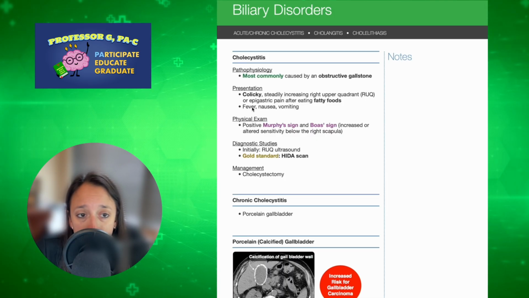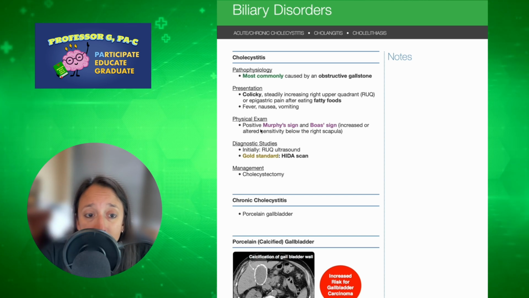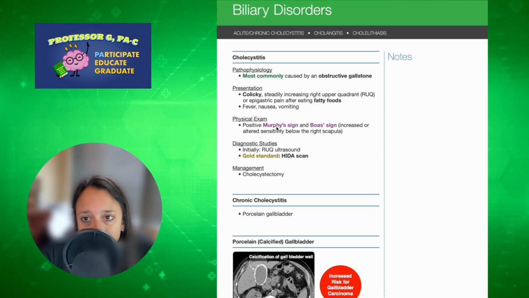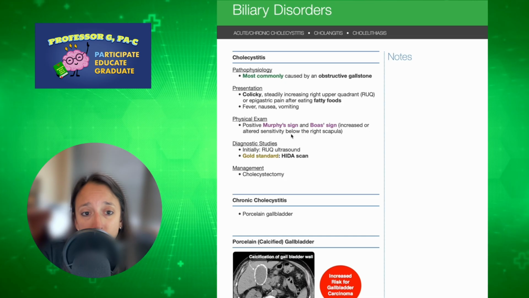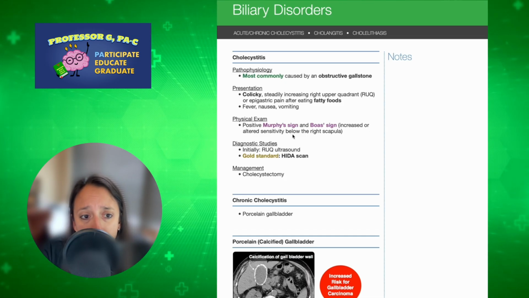They also can have some accompanying fever, nausea, and vomiting. On physical exam, we're looking for that positive Murphy sign, which is when you press in the right upper quadrant as you ask the patient to take a deep breath and they stop their breath in because it hurts. And then they can also have a Boas sign, which is increased or altered sensitivity below the right scapula. So kind of in the back area, they get pain there as well.